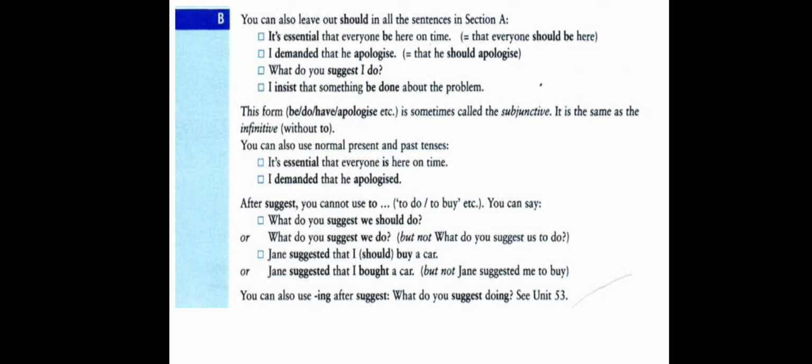Here, this is what we have already taken in the first part in this unit. What do you suggest we should do means what we should do. And here we can also say, what do you suggest we do? Here we use the base form and should is dropped. But we don't say, what do you suggest us to do? This is incorrect. We don't use to plus the base after suggest. It is incorrect, but we can use verb plus ing.